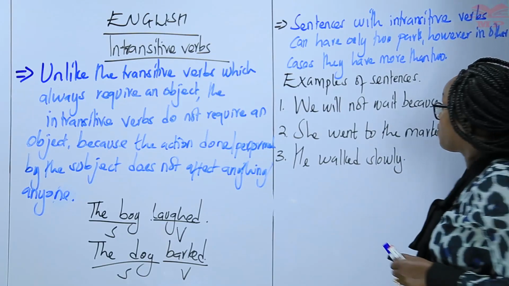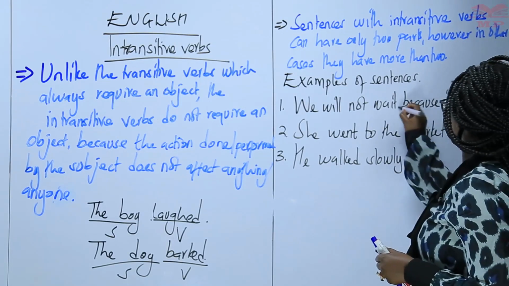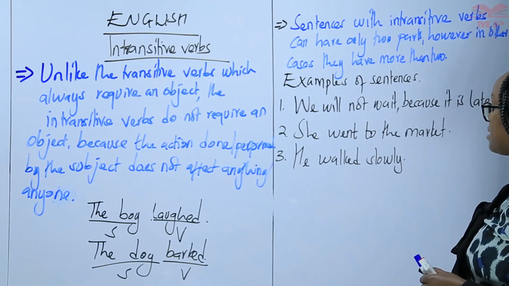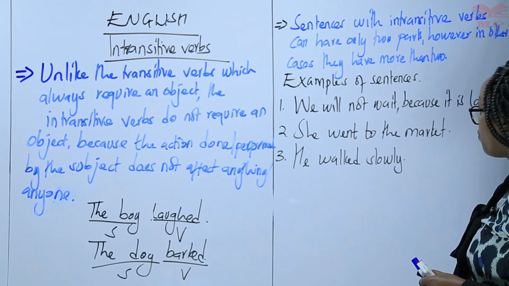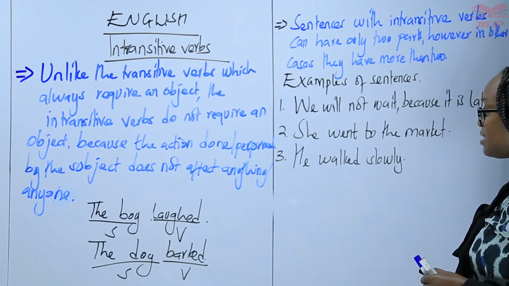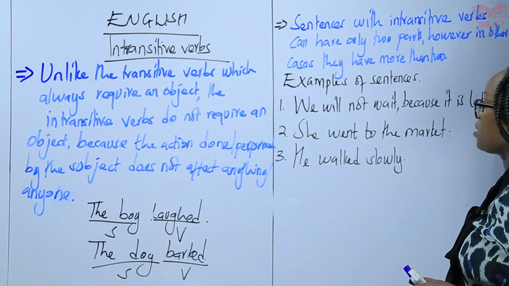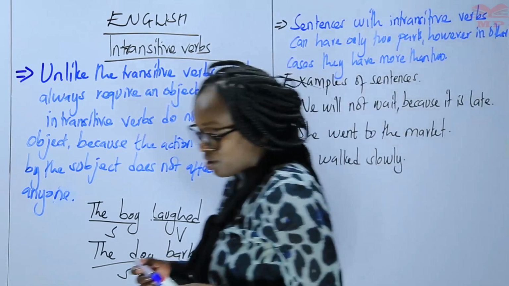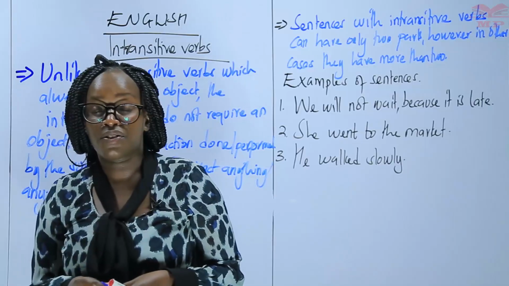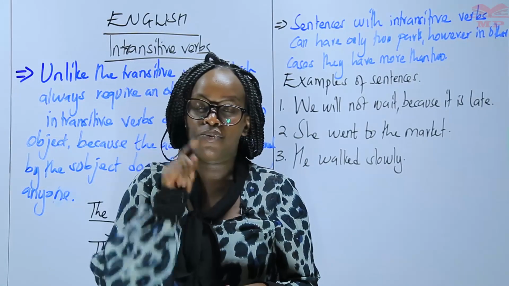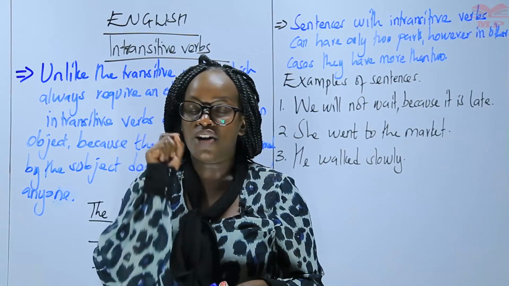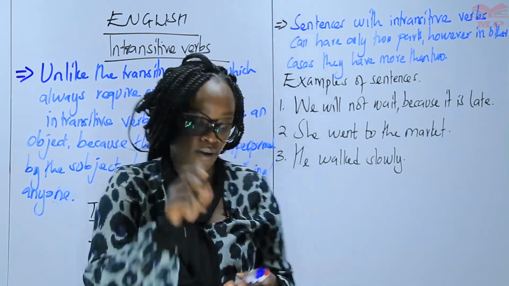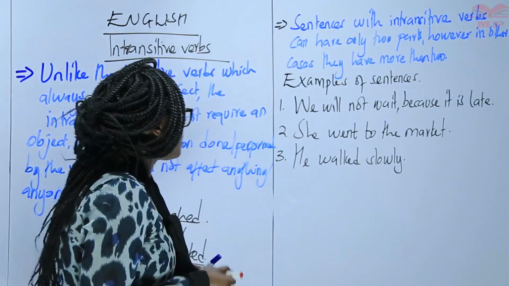The first one we have, we will not wait because it is late. The second sentence reads, she went to the market. And the third sentence is actually, he walked slowly. I want us to look at the structure of those sentences and point out which is the subject, which is the verb, and what exactly comes after our verb. So let's start with the first sentence.